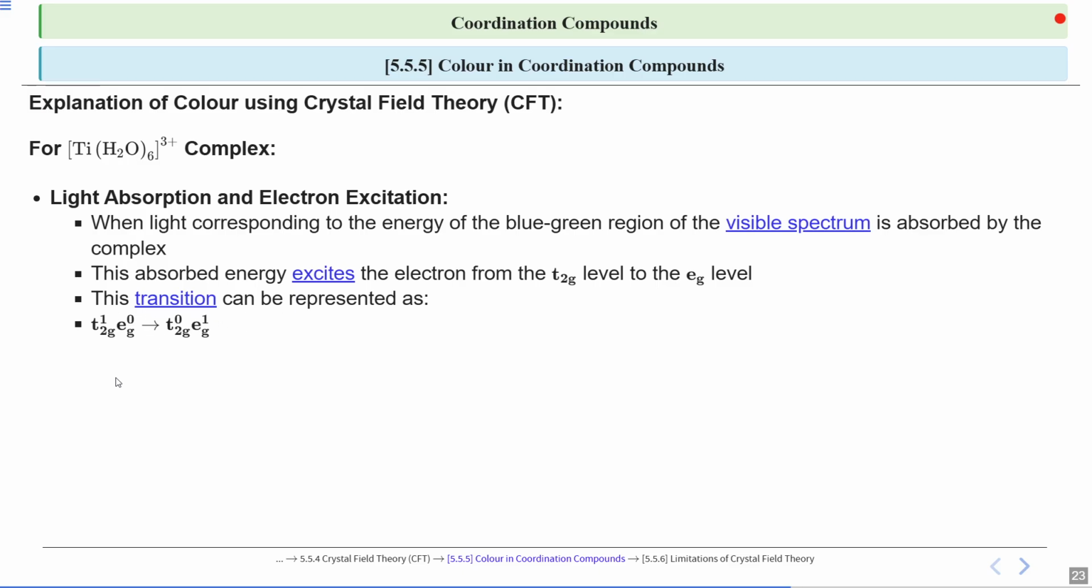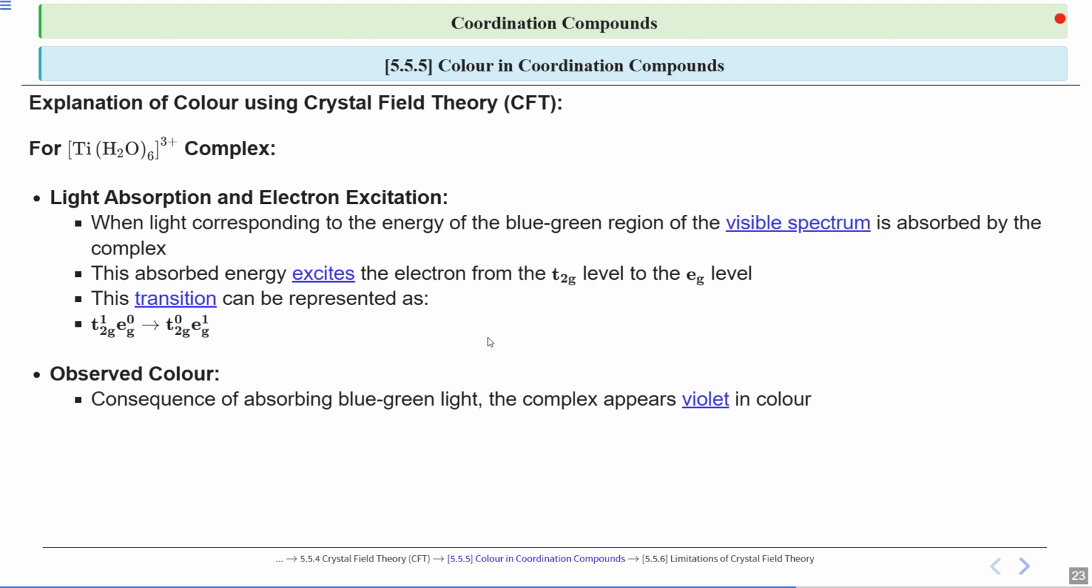The observed color. So what will be the observed color for the complex? As a consequence of absorbing blue-green light, the complex will appear violet in color, because it is absorbing blue-green region light. So it will show the complementary color to it, which is violet.